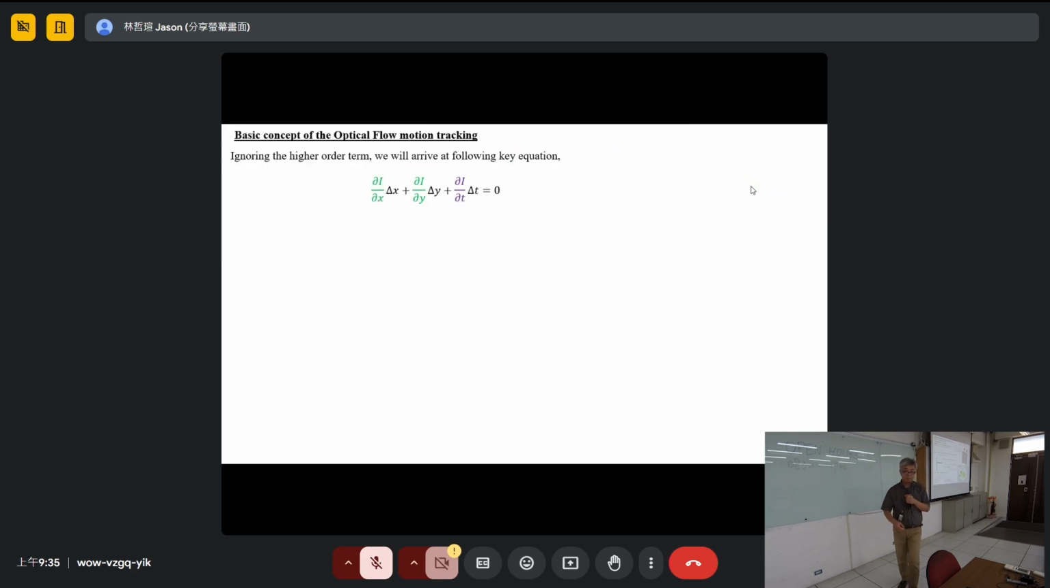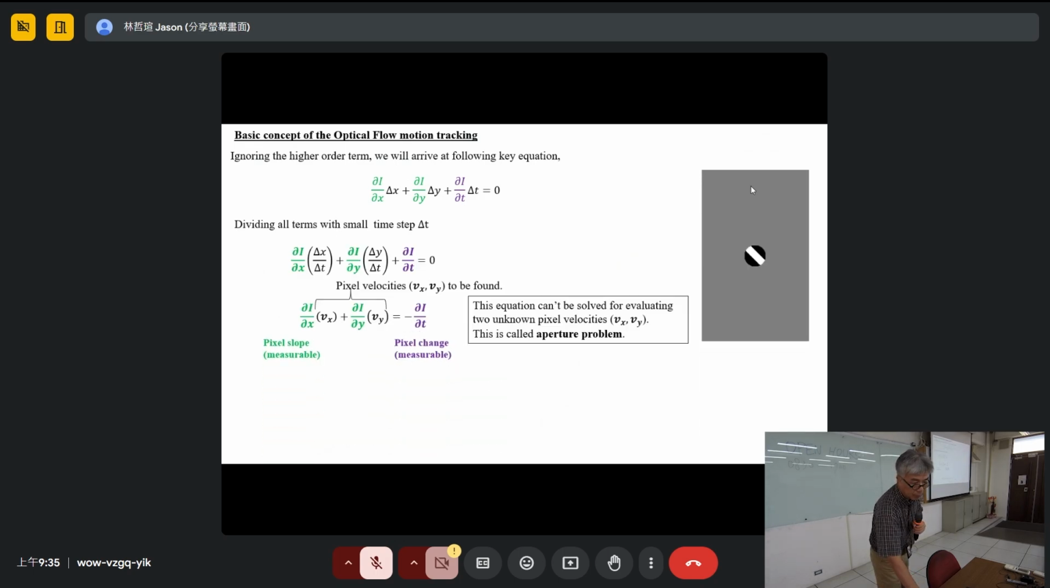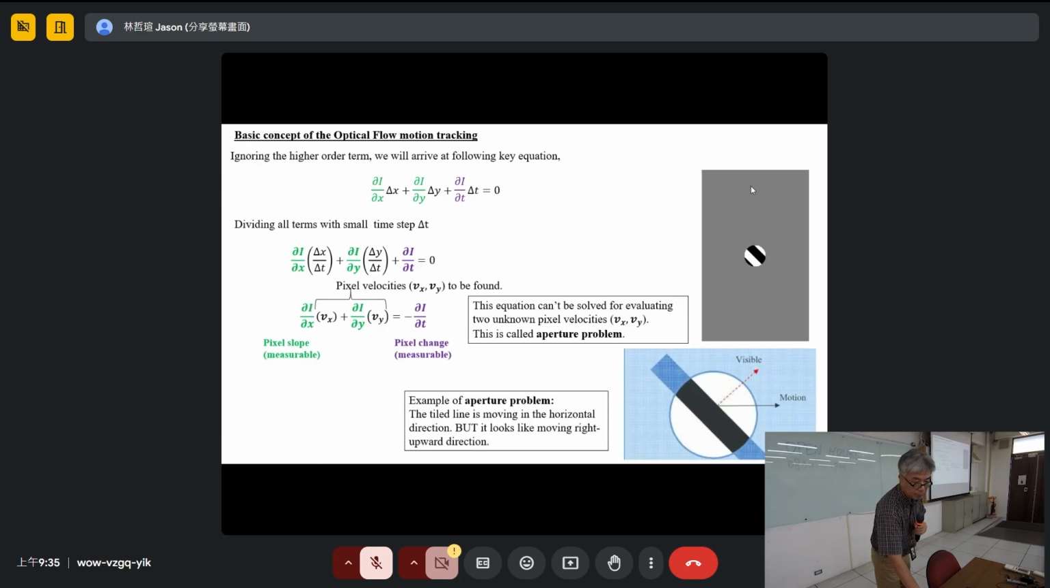Oh, actually, I should talk about that first. The aperture problem. Here is a black stripe. When you see this, how do you feel? Is this object moving that way or moving this way?